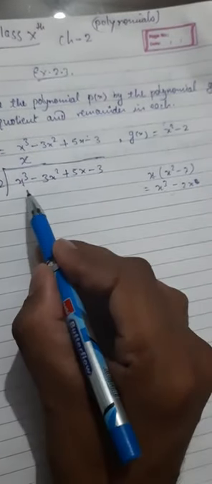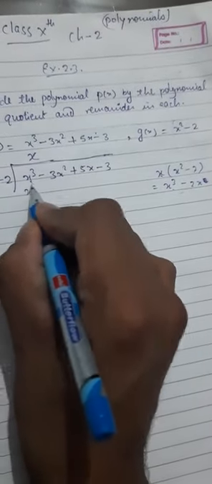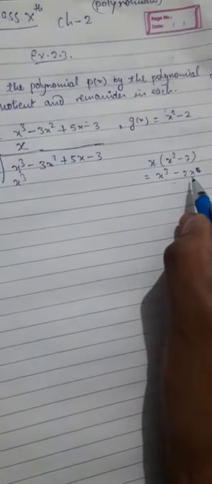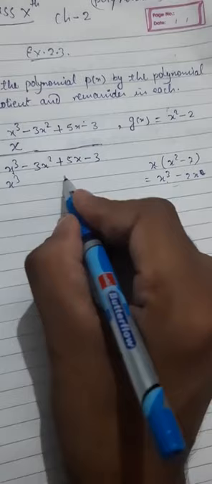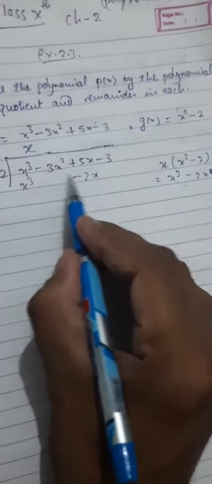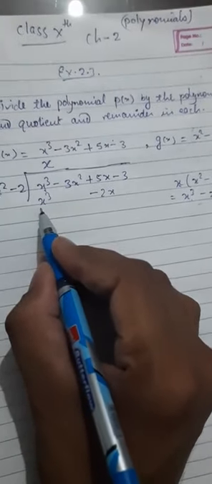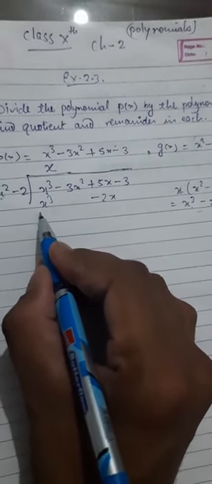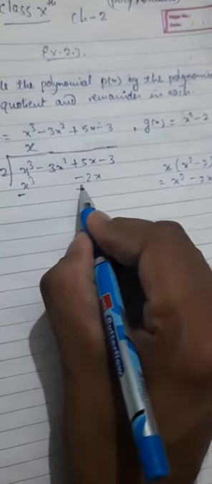This x cube minus 2x we have to write downside. x cube goes below the x cube term, like terms we have to arrange like this. But this minus 2x we will write below 5x, not below x square. So minus 2x we will write here. These two spaces we will leave empty. Now we have to change the sign. It is positive x cube, so it will be minus, and minus will become plus.